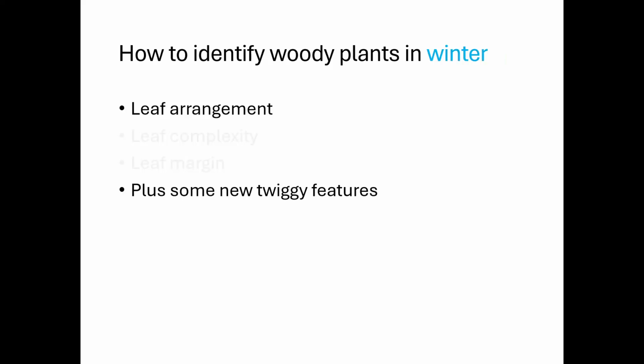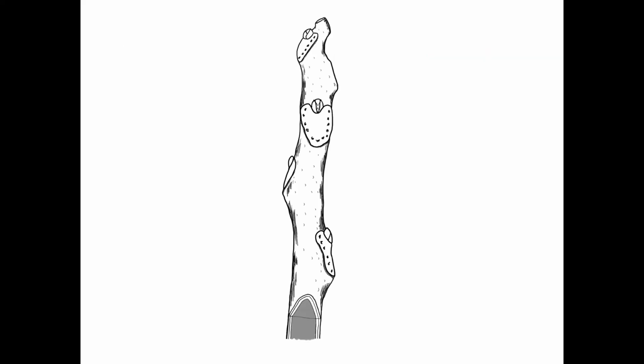Well, in winter, we can actually still use leaf arrangement to tell us something about the identification of the plant. But because we have no leaves available, we have to look at some new twiggy features instead. So talking about that leaf arrangement, here we have a diagram of a twig with absolutely no leaves available. This is a twig in winter.